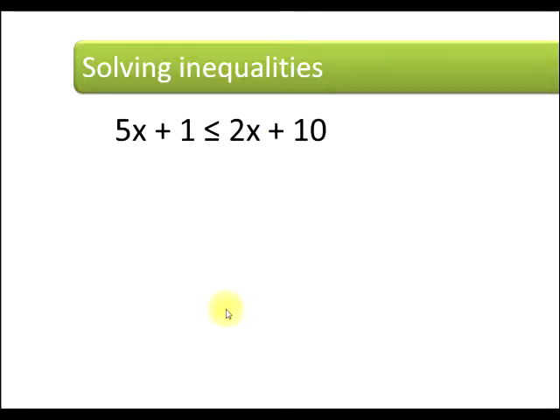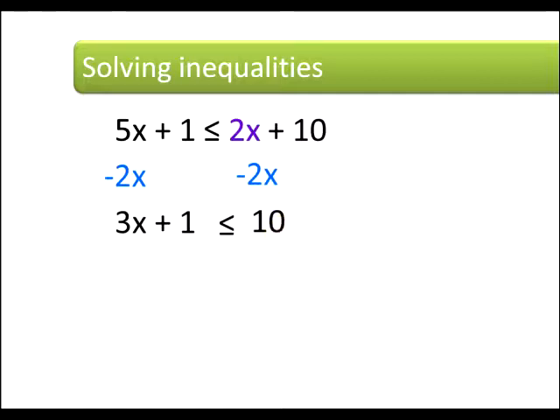Let's have a look at this one. This one's slightly harder because there's an x term, or an unknown term, on both sides, so we have to collect them on one side first. And because this has the most, we're going to remove this 2x by subtracting 2x from both sides. So giving me on the left hand side 3x plus 1, and on the right hand side just 10.